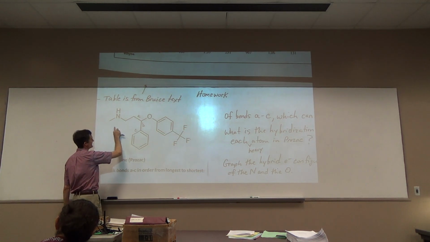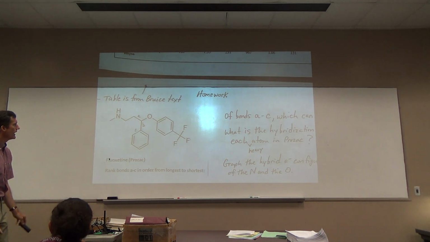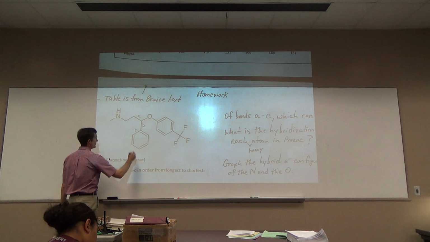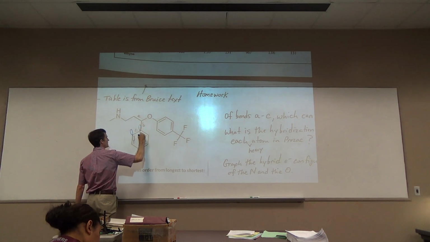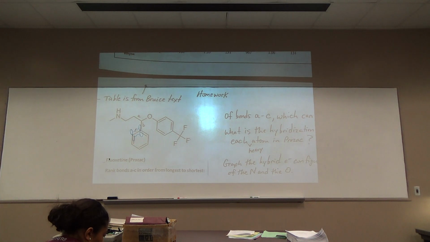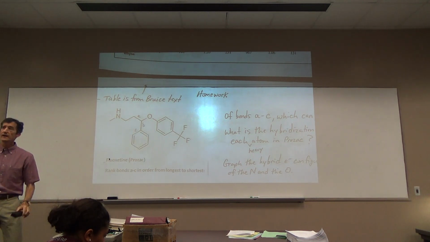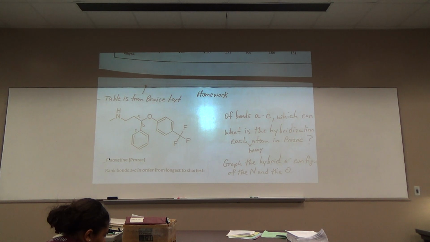C cannot rotate. There's two reasons. First off, it's in a ring, and you're not going to be able to rotate this ring. More importantly, though, you've got a p orbital, and you've got some overlap there. There is pi bonding between those two carbons. Each carbon has a p orbital. The orbitals are going to be interacting, and that's going to restrict rotation.